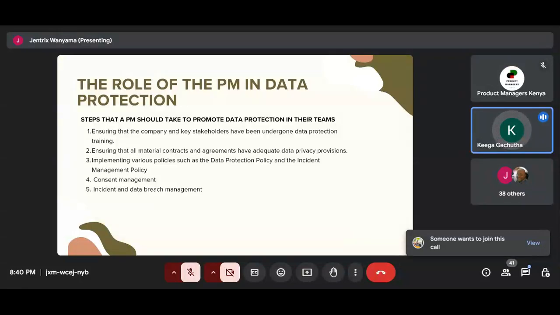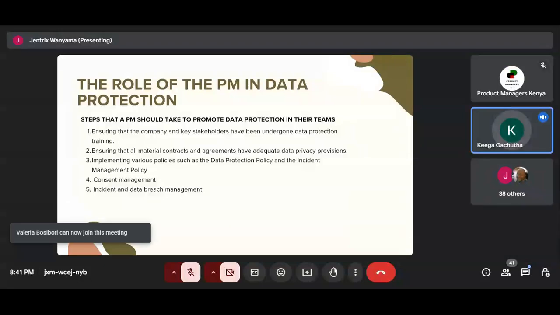So what can you do as a product manager to promote data protection in your teams? The first thing that you can do is that you can ensure that your company and key stakeholders have undergone data protection training. And so depending on the organization that you work for, there are some certain departments that demand that the employees or their consultants are trained on matters to do with data protection. For example, people who are dealing with sensitive categories of information. And so this could include financial information. It could include health information. It could include information relating to your family, things along that line. And so in that respect, you might need to ensure that people that are within these departments have been trained.